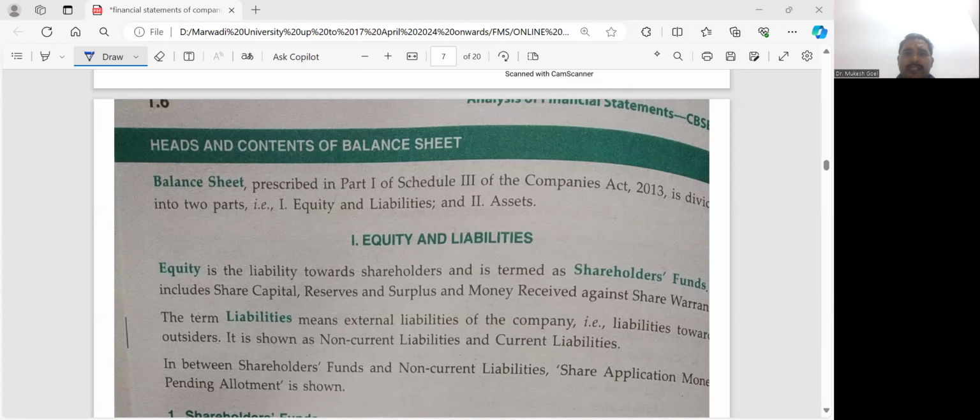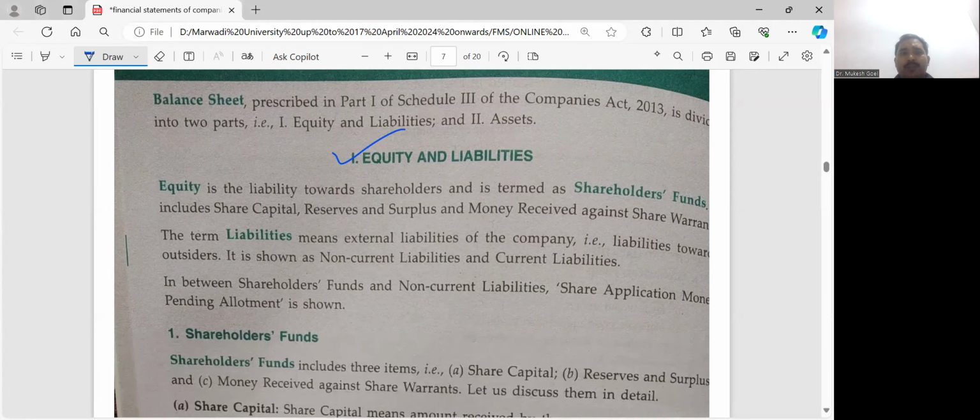Now we will discuss equities and liabilities. Equity is the liability towards shareholders, or we can say owners. It is termed shareholder funds. It includes share capital, reserves and surplus, and money received against share warrants. Meaning to say, these are our internal liabilities. It is the amount invested by the owner, you can say.